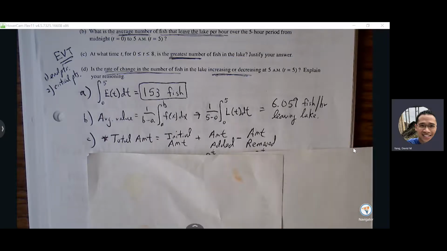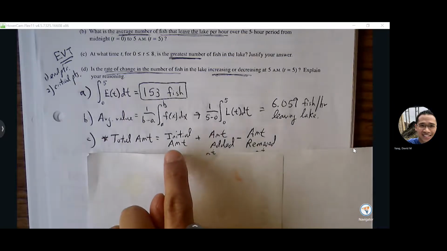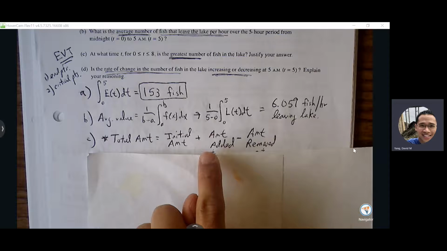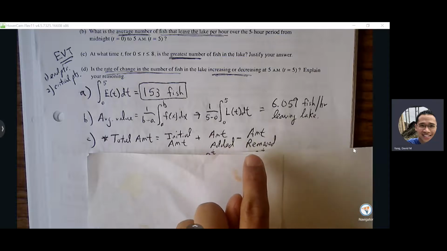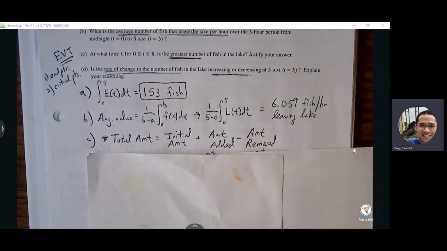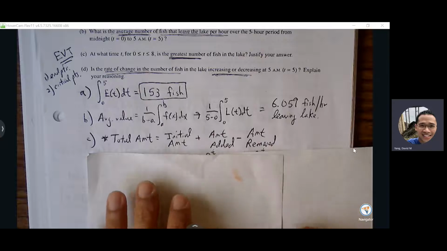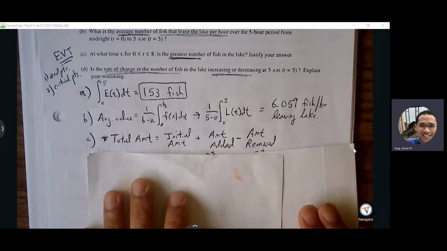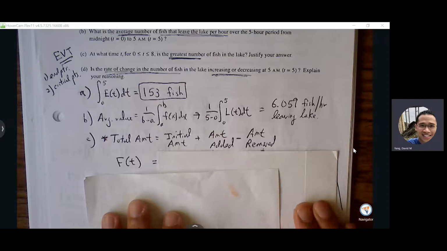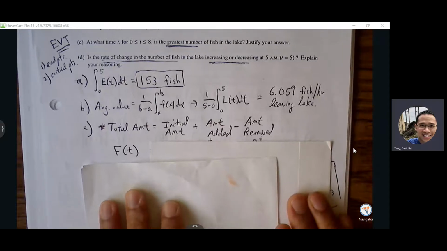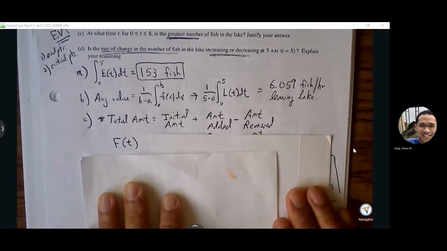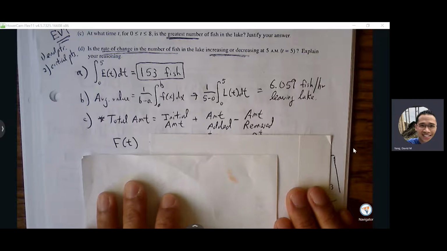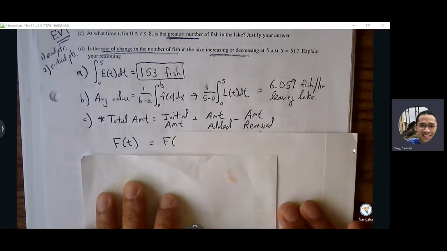All right, so if I want to find out the total amount at any given time, I first need to know how much I started with, how much has been added in that time period, and then how much has been removed in that time period. And that will get me to the number, the remaining portion. Okay, so we're going to build our formula. We'll let f of t represent the total number of fish at any given time. Our starting number is f of 0.